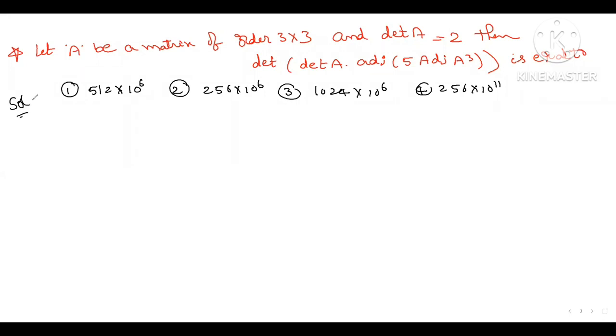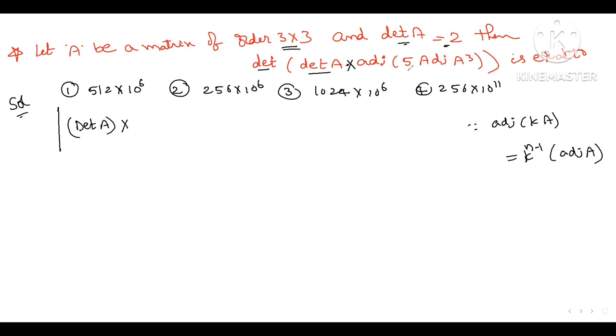Okay, now let us explain the next statement. A is a matrix of order 3 by 3 and det of A is given as 2. Then find out det of A into adjoint of 5 adjoint A cube. So what is required here? Det A into adjoint of 5 adjoint A cube. Okay, we have one formula: adjoint of kA is equal to k to the power n minus 1 into adjoint of A.